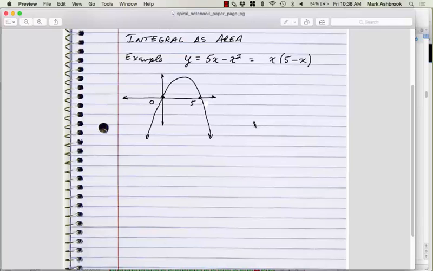But we can also intuit that the max is halfway, the midpoint between the roots. It would be at 2.5. You could plug 2.5 in and get the max as the y value. So say we want to find the area enclosed by y equals 5x minus x squared and the x-axis.